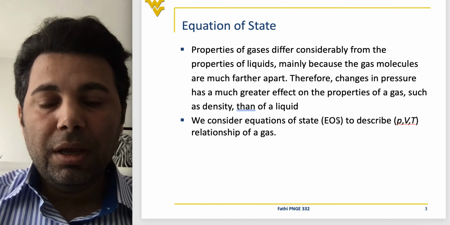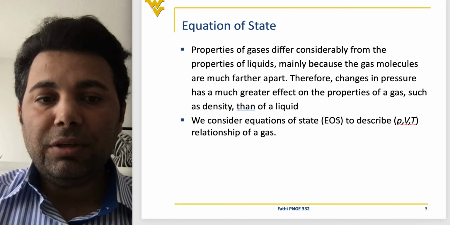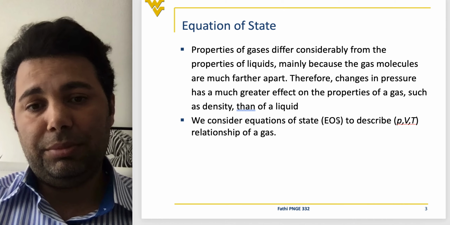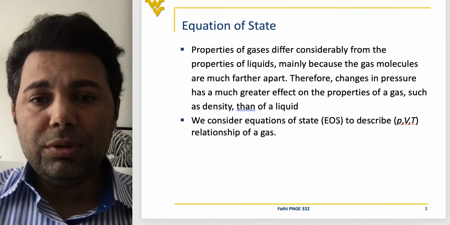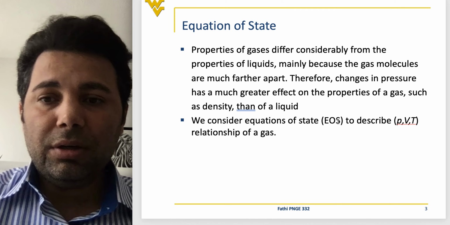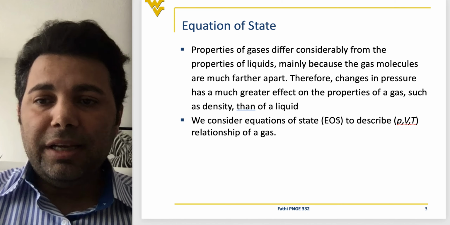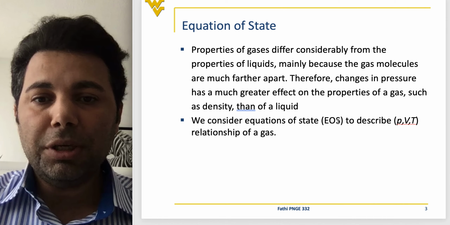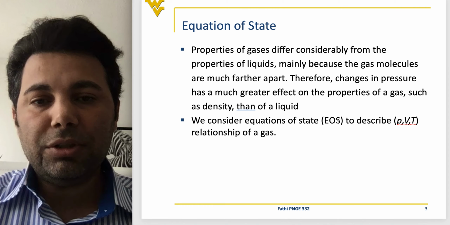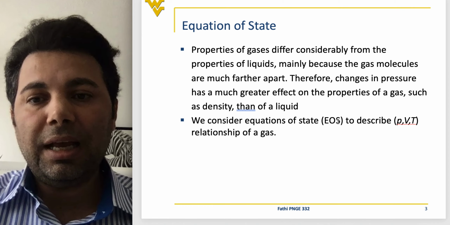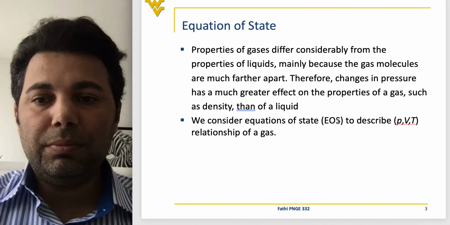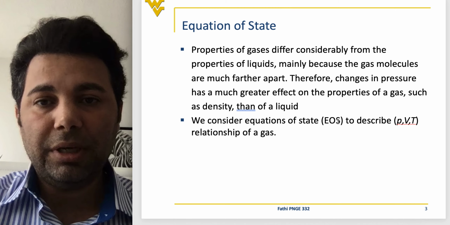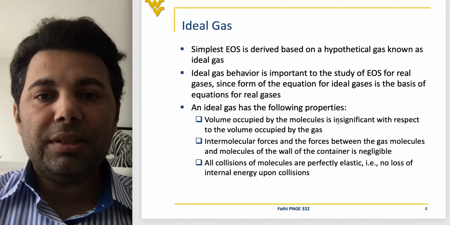Generally, we consider an equation of state as an equation that describes the relationship between pressure, volume, and temperature. Most equations of state are developed based on experiments, observations, and empirical relationships. But we do also have equations of state, like the virial equation of state, that have an actual physical basis that you can derive from first principles. So what is the ideal gas?